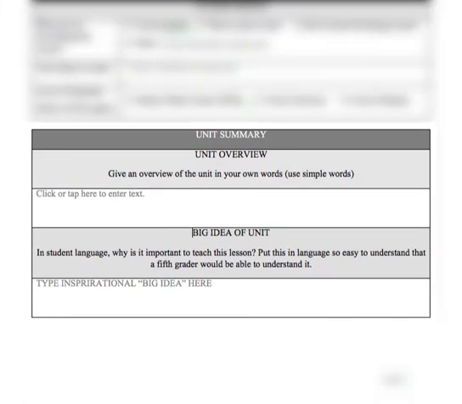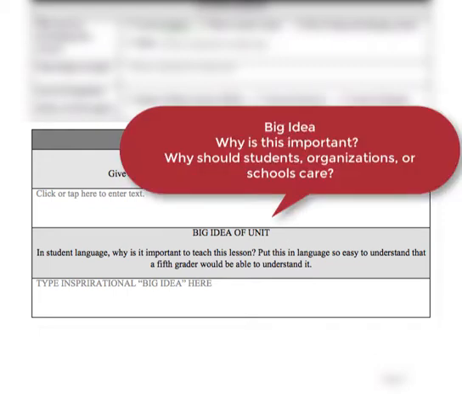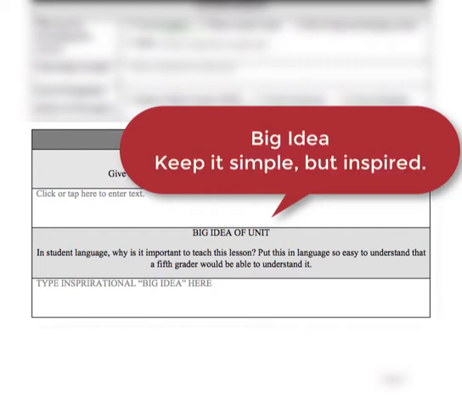Next, we have the unit summary. This includes the unit overview, which is exactly what it sounds like. It's a basic explanation of what the unit's about and the big idea of the unit. This is your reason for teaching the unit. Why is it important? Why should it be taught? Why should students or organizations or schools care to have it in the curriculum or the class? It's not important for this to be fancy or long. It should be simple, but keep it inspired.